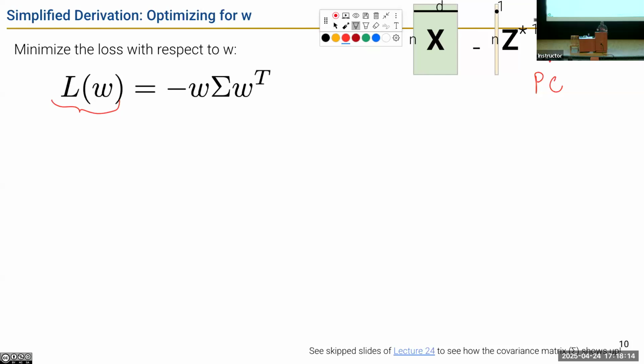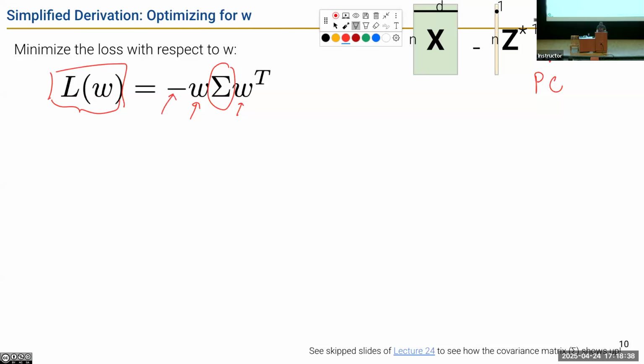And as it turns out, this loss function can be expressed as the vector w times the covariance matrix. All of a sudden, this covariance matrix pops up in the derivation. You can look at the skip slides to see how it pops up. I just want to show you that it does pop up, and then multiply by the transpose of that principal component. So how do we make this loss as small as possible?